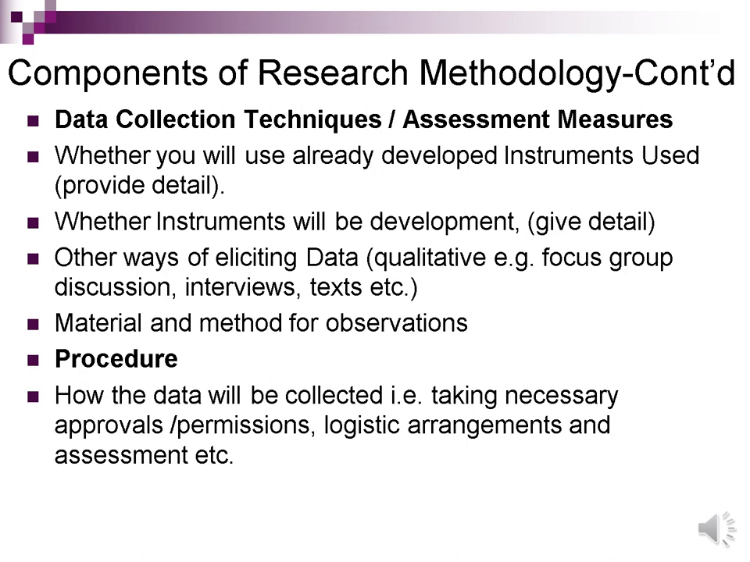Then for the observation method, you have to explain the procedure, how the data will be collected, taking necessary approvals, permissions, logistics, arrangements and assessment. And of course, the most important part of the data collection is ethical considerations. For example, the data collection, the enumerators, their roles, and all these is really very important, because if the data does not have proper ethical dimensions, then at a later stage the researcher may face some problems.